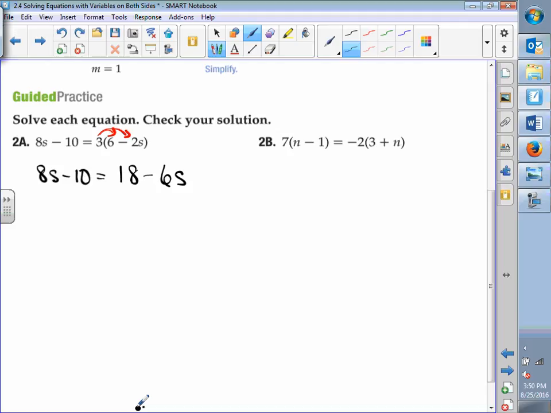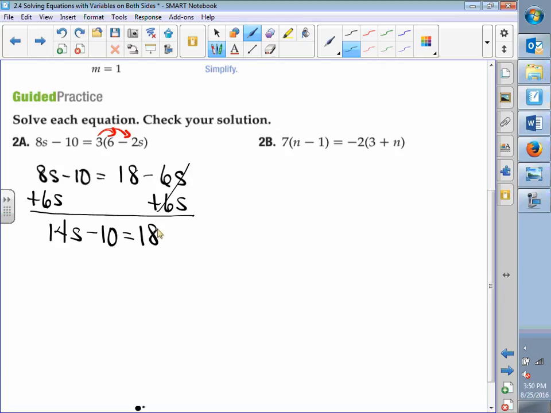6s. Okay, so how do I move it? Very good. So we're going to add 6s here, and we're going to add 6s on the other side. Okay? So there, the 6s cancel. This is going to give me 14s minus 10 is equal to 18. Now, we want to get the s term by itself, so what do I need to do? Very good. So you're going to add 10 on both sides.